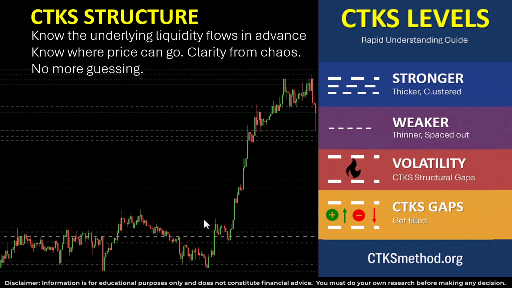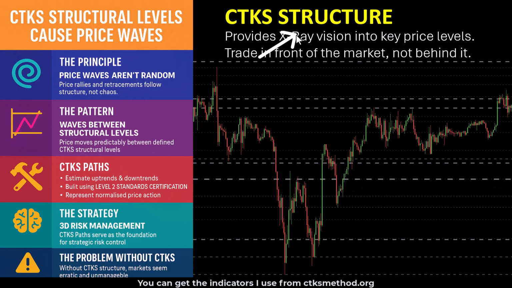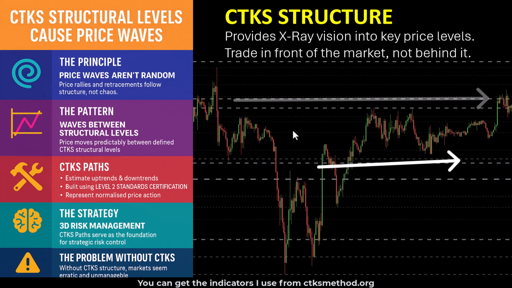They are extremely profitable. And one thing to note, these CTKS gaps, when they're positive, such as this one, that's a positive CTKS gap, they typically get filled, but they get filled to the upside and later also to the downside. You will find CTKS structure will give you X-ray vision into key price levels, and you can trade in front of the market and not behind the market.